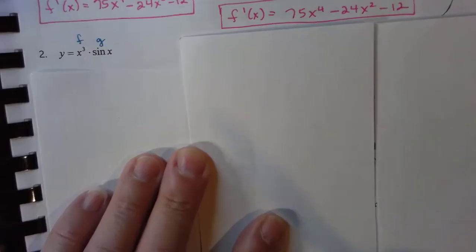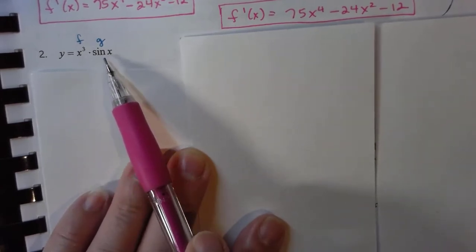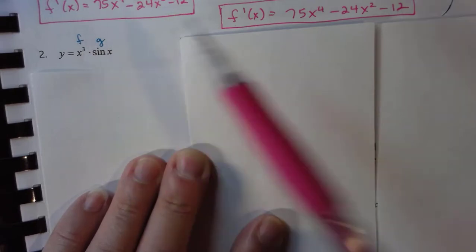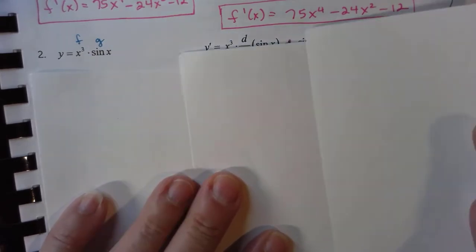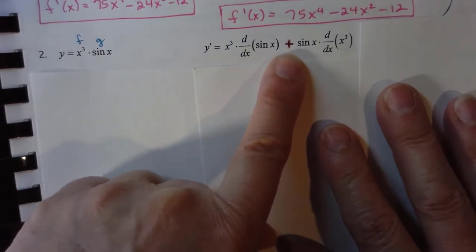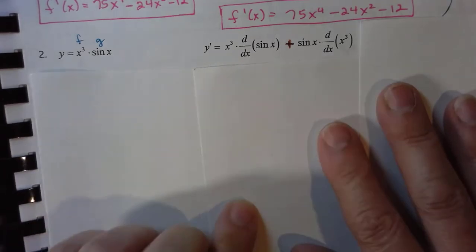All right, let us look at another product. y equals x cubed times the sine of x. Well, I can let this be function f and this be function g. And so I know that it is x cubed times the derivative of sine plus, product rule, plus sine times the derivative of x cubed.